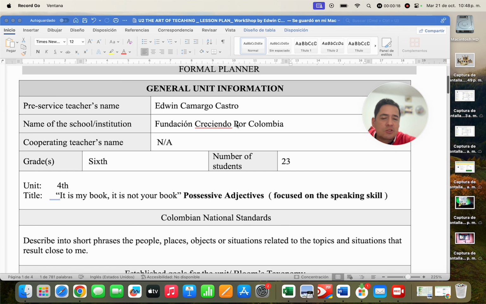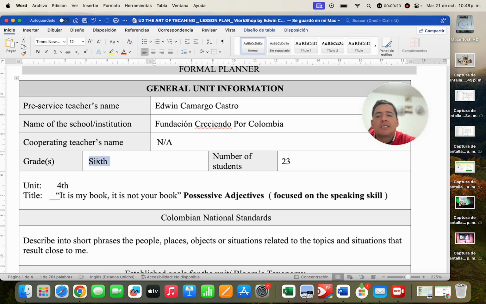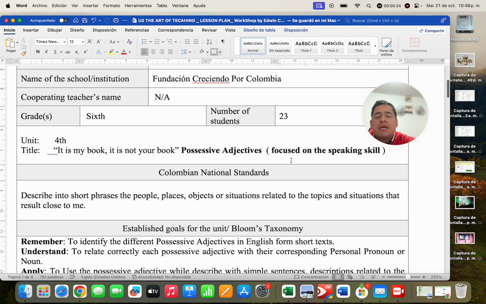I work in a school, and I selected the sixth grade. There are 23 students in that group. We are in October, so we are working on the fourth bimester, for the unit, and the topic is possessive adjectives, and the title of the topic is going to be "It is my work."